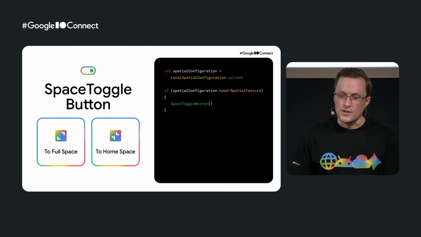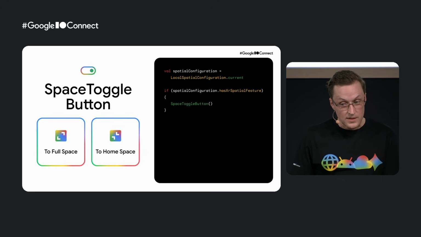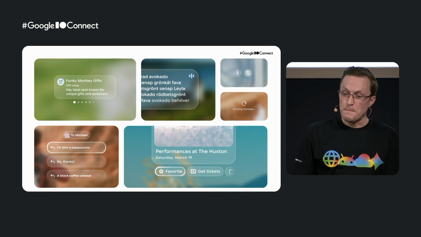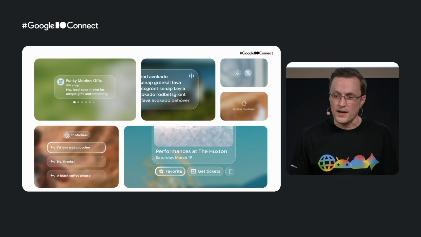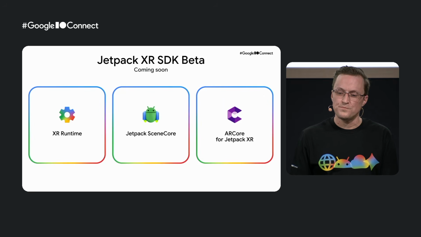On Compose for XR, a new composable will help your app enter full space, which lets your app make use of the full spatial capabilities of the device. You can query for XR capability support using the local spatial capabilities and show a space toggle button. Those are tongue twisters. And on display glasses, Jetpack Compose Glimmer provides a distinct visual language for experiences that feel natural on these devices, offering simplified styling, optimized color defaults, and differentiated focus indicators.